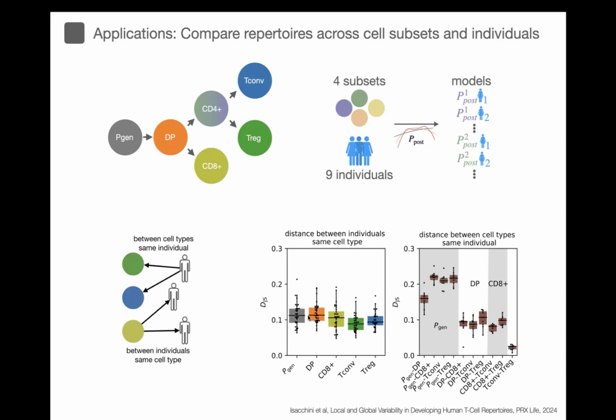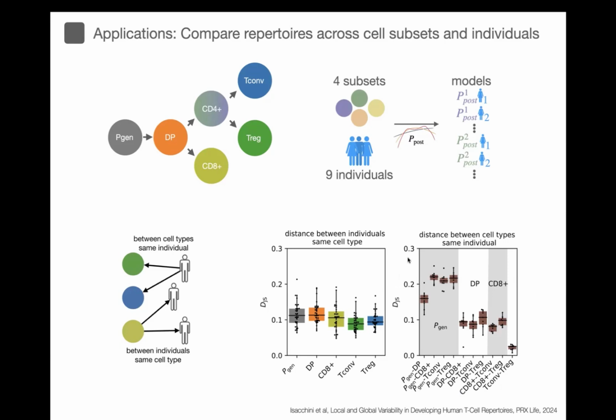And as T cell maturation happens, this doesn't change much. So it really means that this individualization of repertoires is established at the level of VDJ recombination, and selection just lets this repertoire stay more or less independently different.